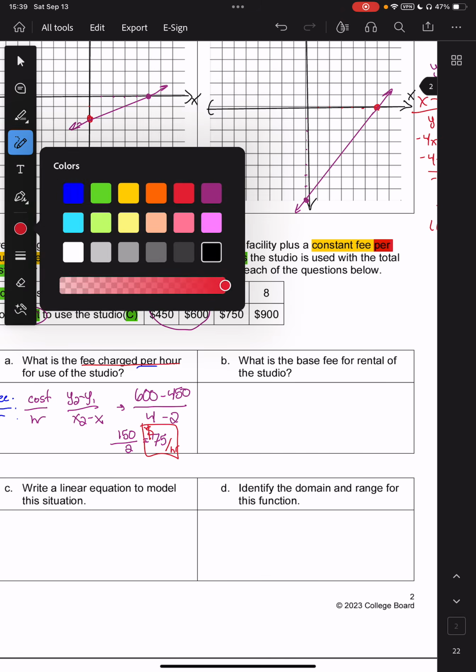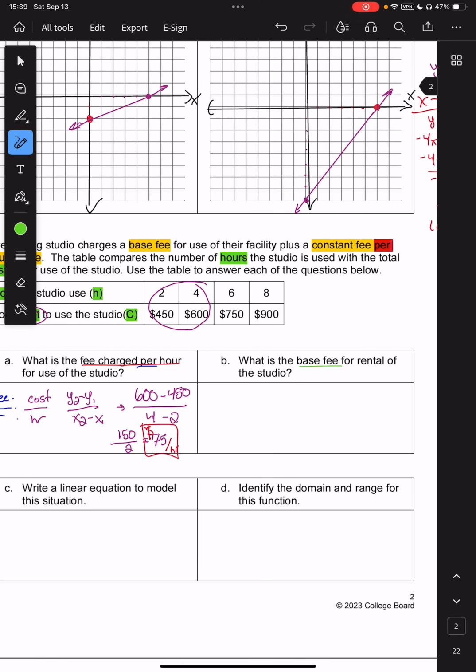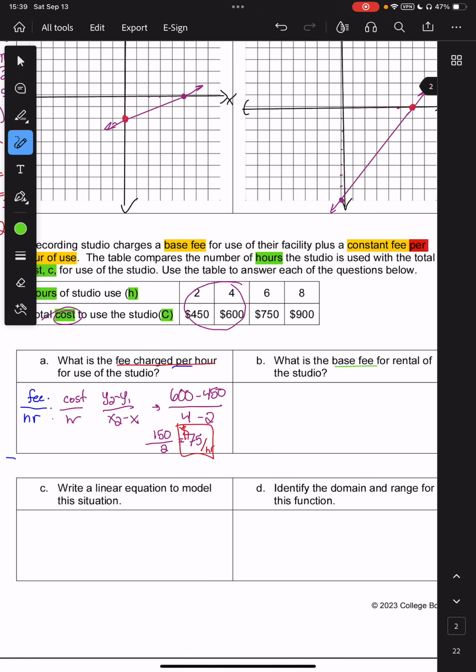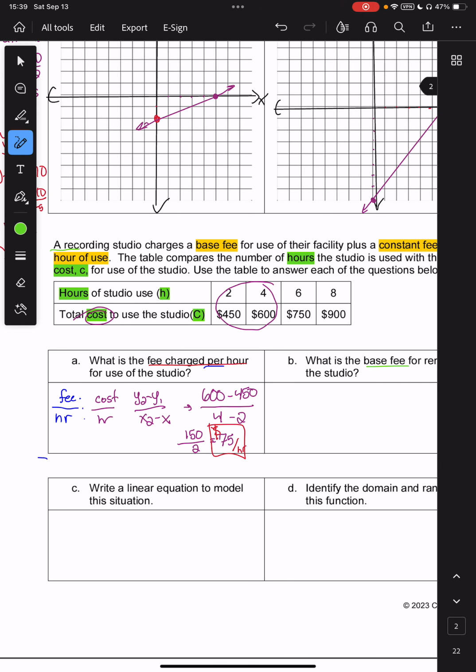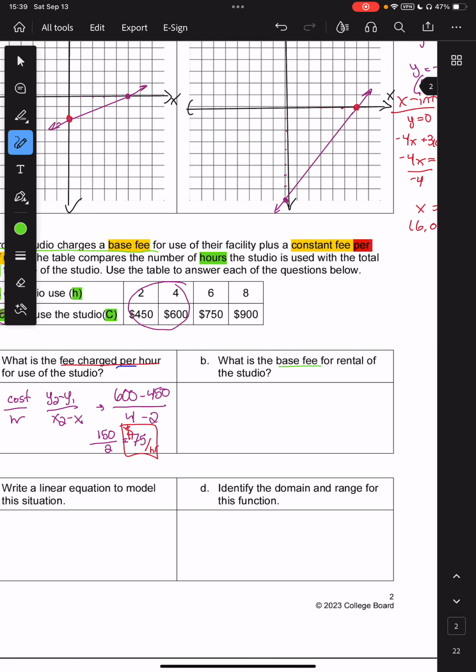So what is the base fee? The base fee for the rental of the studio. So we found the charge per hour, but remember in the question, it says that the recording studio charges a base fee. So the base fee is going to be our y-intercept. So how we figure out our base fee is we take our fee that we found, our $75 per hour. And then if we look over here, for 2 hours, the cost was $450.